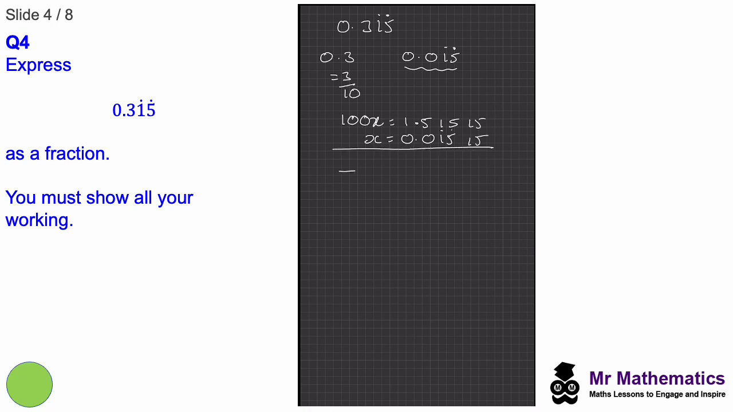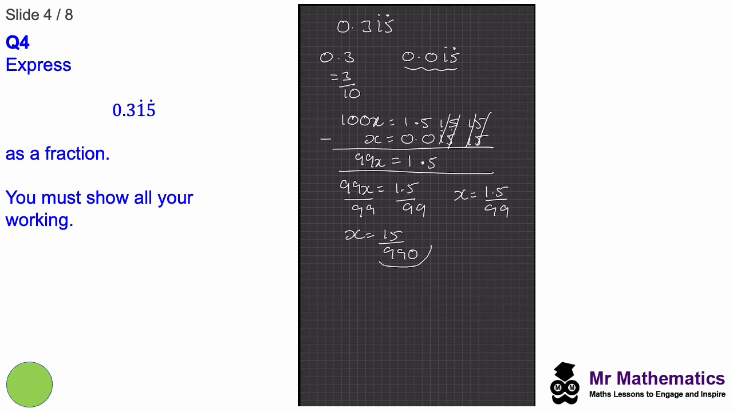So now we need to eliminate the recurring 1s and 5s, which we can do by finding the difference between the two. So this will be 100x take away 1x, so 99x. And these 5s will eliminate, as will these, and these, and these. So we're left with 1.5. So 99x is equal to 1.5, we can divide both sides by 99. So x will equal 1.5 divided by 99. We can make the numerator an integer, so x will equal 15 over 990.